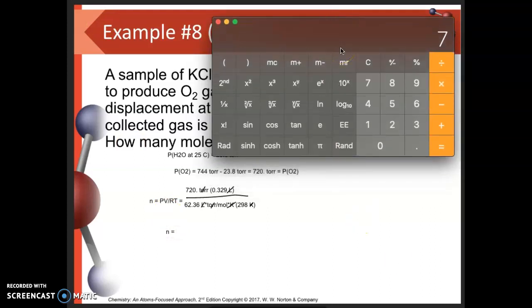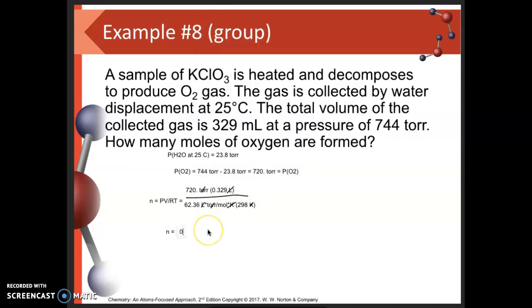And 720 times 0.329 divided by 62.36 divided by 298, to 3 significant figures, I get 0.0127 moles of oxygen produced by this reaction.